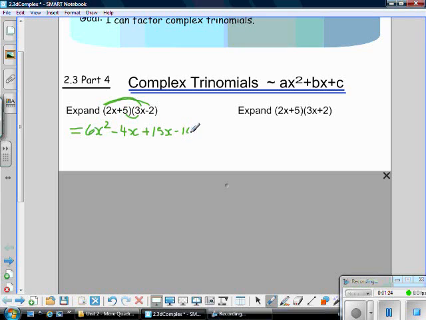We can see our middle two terms are common, so we can put them together. So we're left with 6x squared plus 11x, and finally a minus 10.